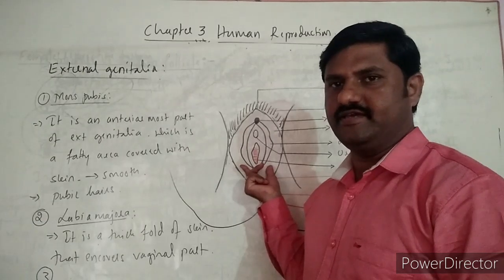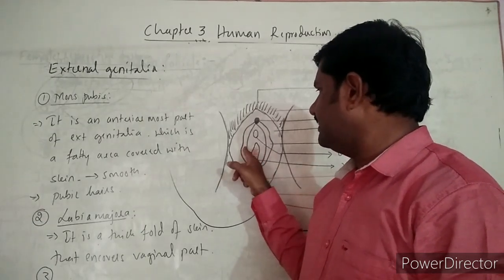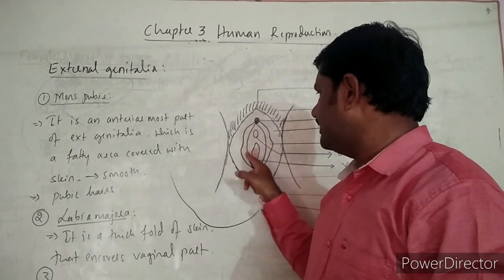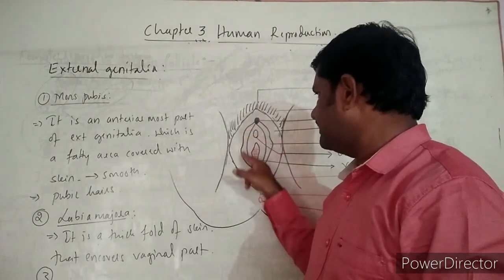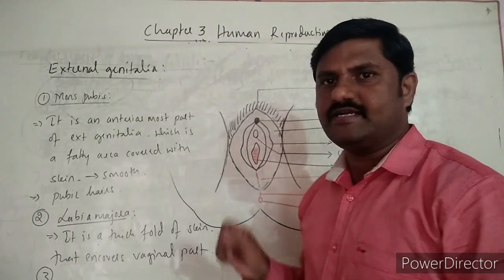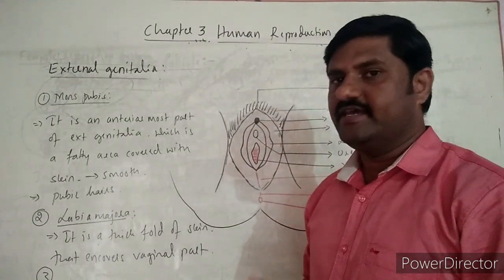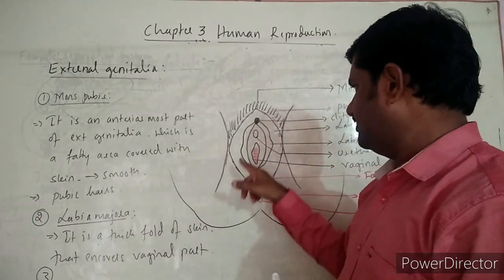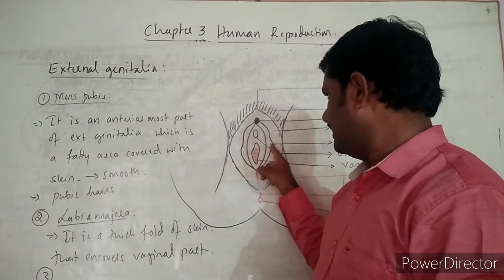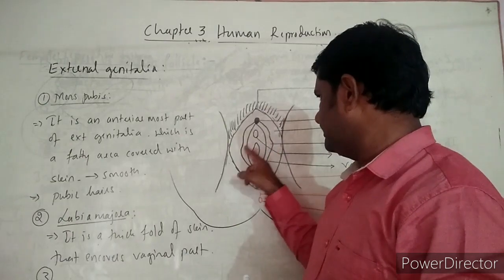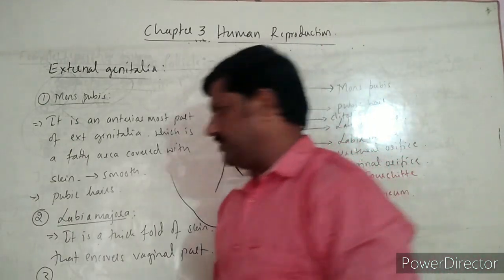So this is one thing. And the next one you are finding over here is a very thin fold of the skin, and that thin fold of the skin itself is called what? Labia minora. This one as well as this one. So this is called labia minora.